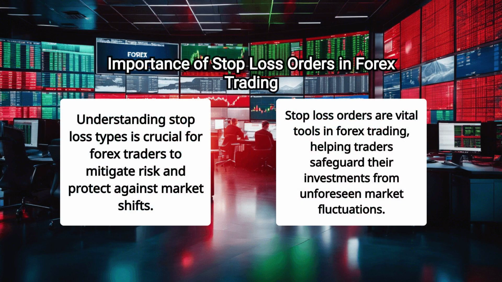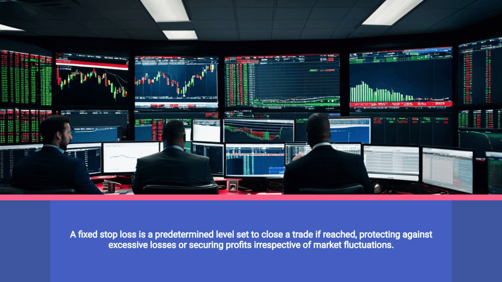Stop loss orders are important for Forex traders. They help guard against bad market shifts. It's key to know the various stop loss types to pick the right one for your trading style and risk plan. A fixed stop loss is straightforward. It's set at a certain distance from a trade's entry point. If the market reaches this level, the stop loss closes the position. It stops further losses or locks in a gain. Keep in mind, it doesn't change with market movements.